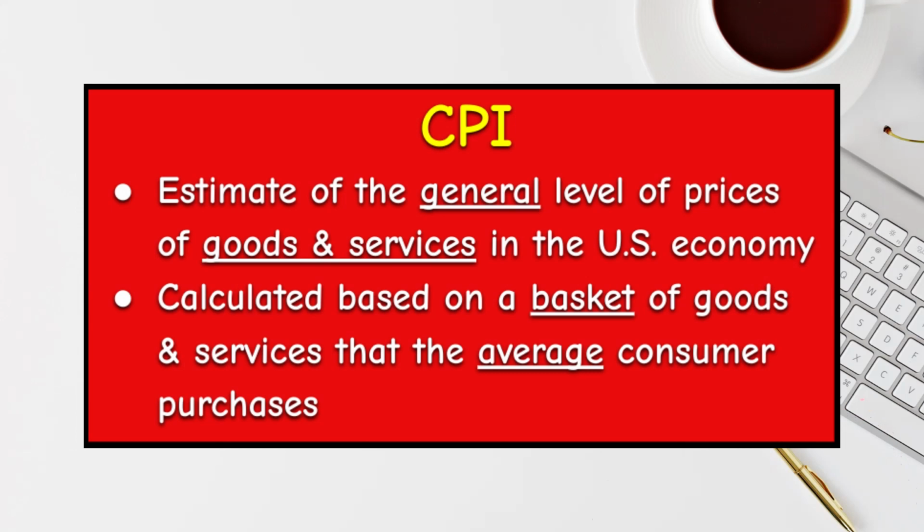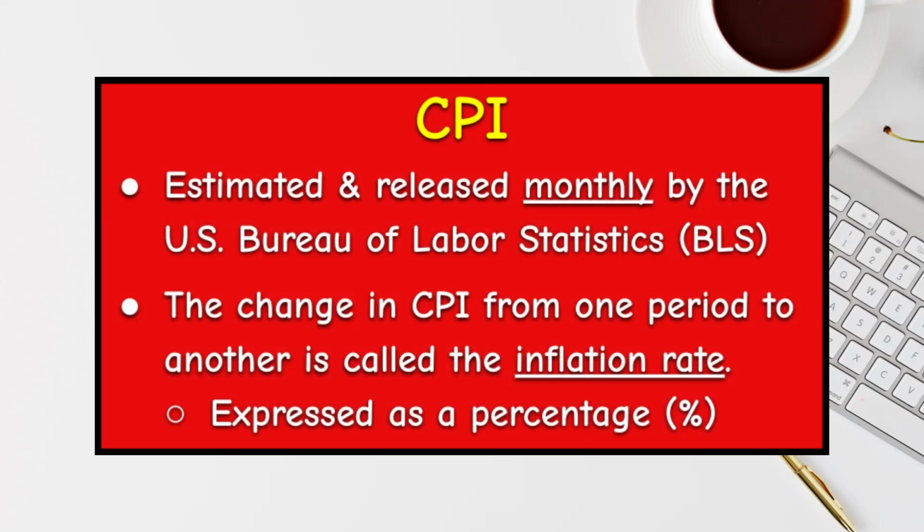CPI is an estimate of the general level of prices for goods and services paid for by the average consumer. The CPI is calculated based on a basket of goods and services that the average consumer would purchase, such as housing, food, clothing, etc. It's measured, calculated, and published monthly by the U.S. Bureau of Labor Statistics, which is a division of the U.S. Department of Labor. The change in CPI from one year to another is called the inflation rate.